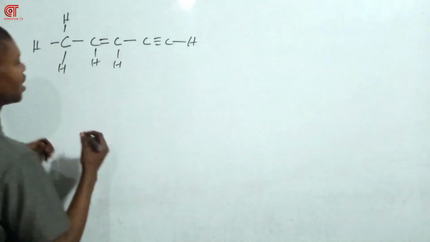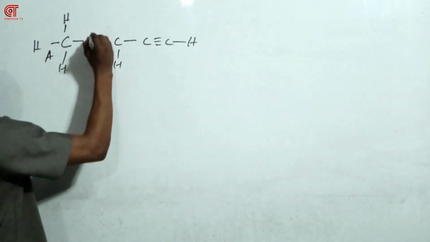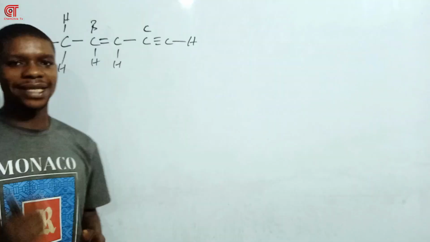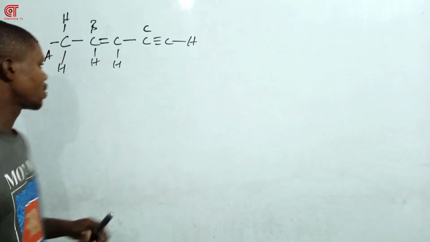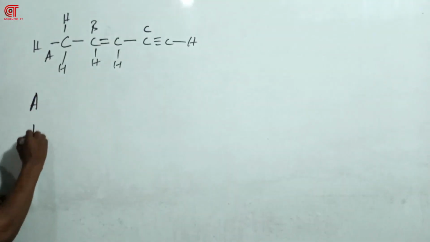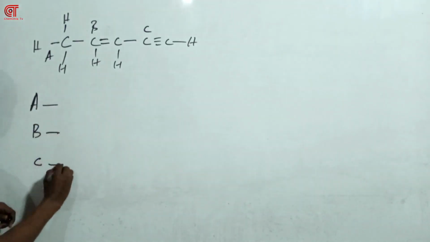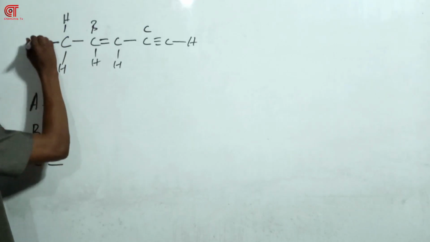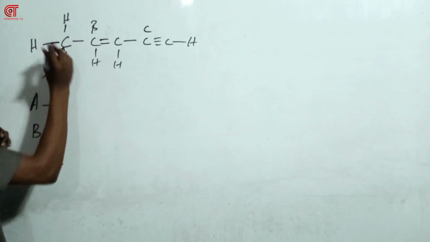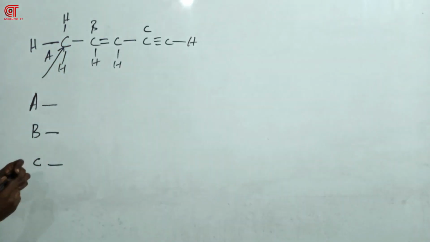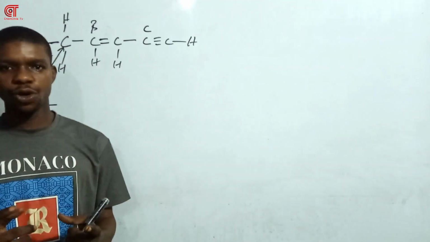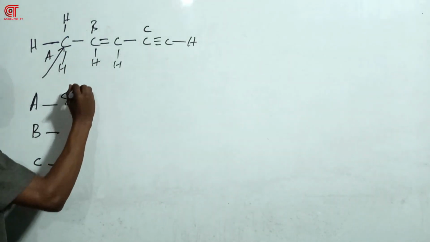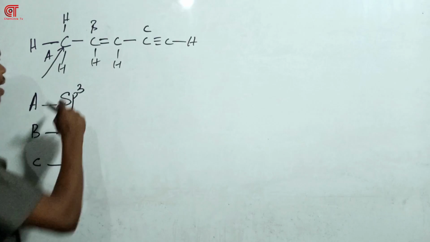Now, here they can say here is carbon A, carbon B, and carbon C. So they will ask you what hybridization occurs in the various carbons, A, B, and C. Now, we look at carbon A. Carbon A has all single bonds. Do you get that? When the carbon has only single bonds, it's called sp3. So this carbon is sp3.